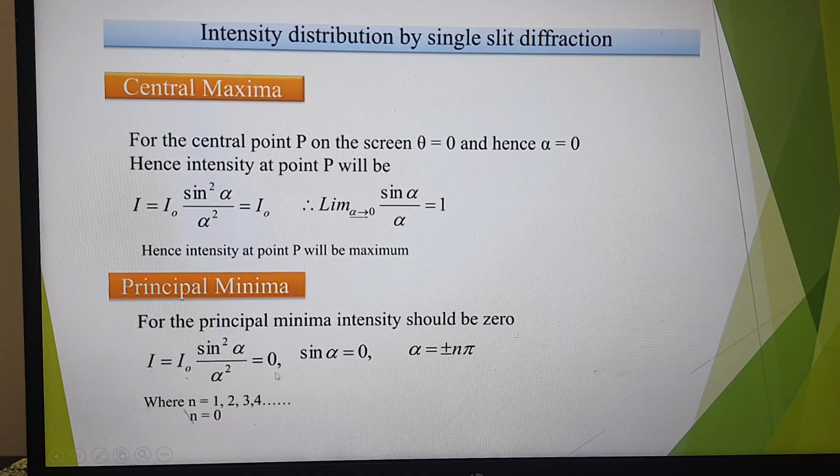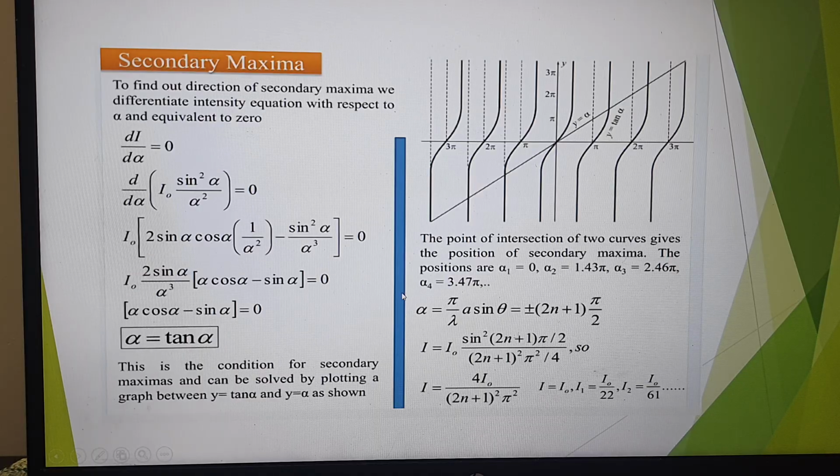Then we can take sin alpha as 0, and alpha will be plus or minus n pi. So here what is n? n will be from 1 up to n number of intensities. Then coming to secondary maxima.